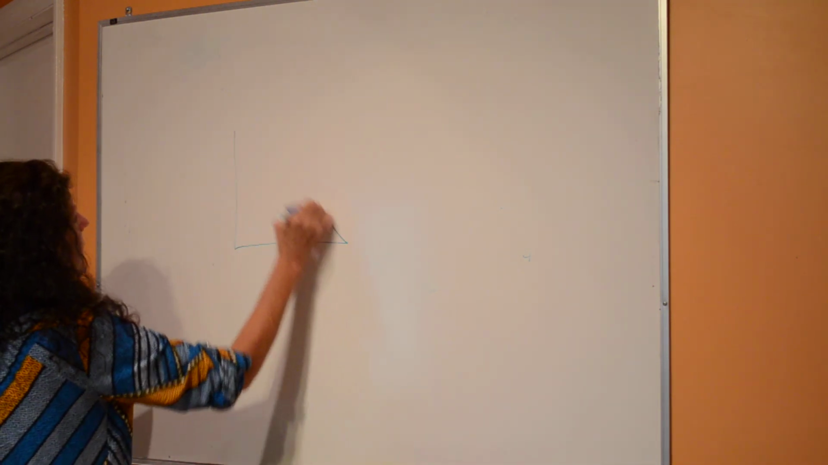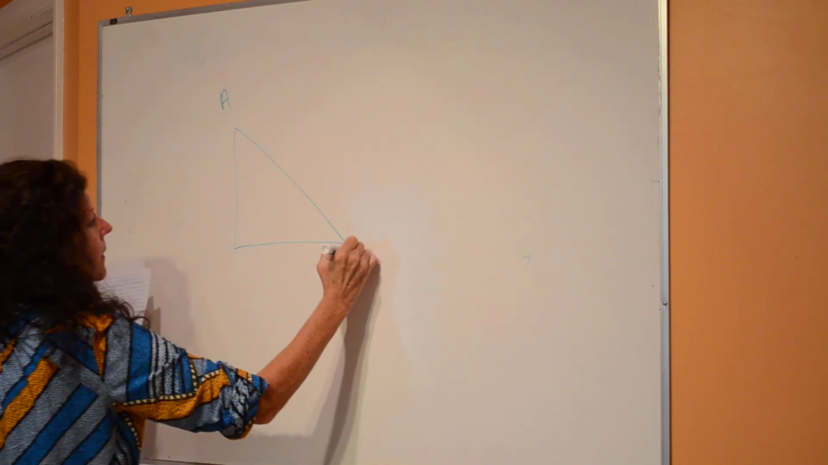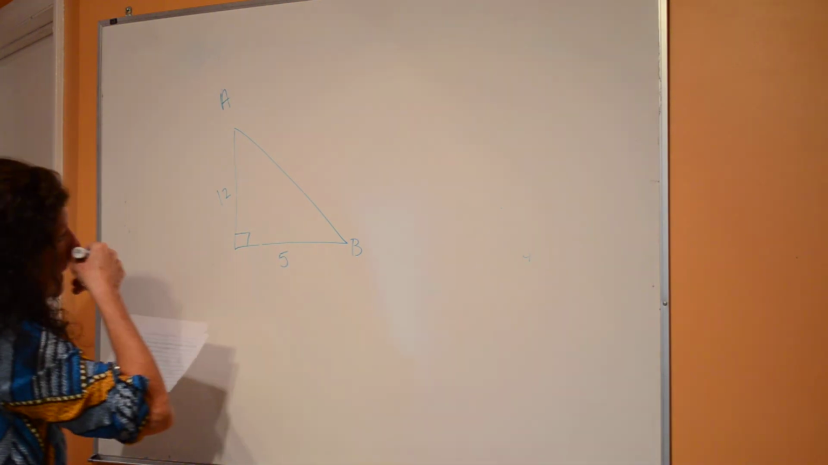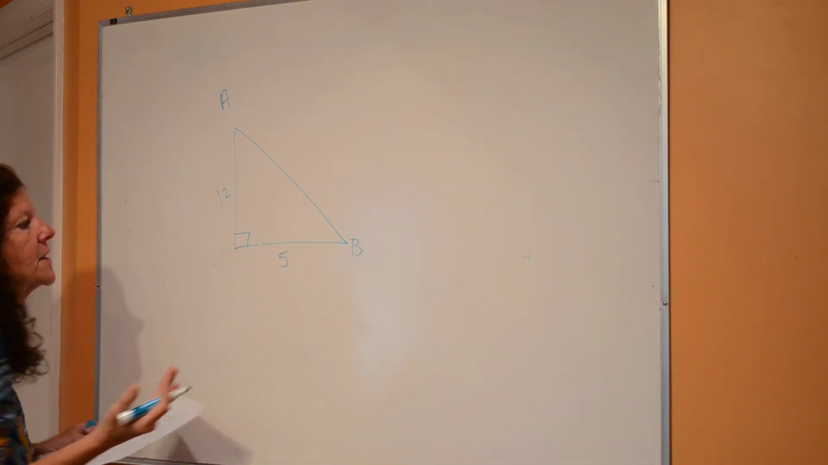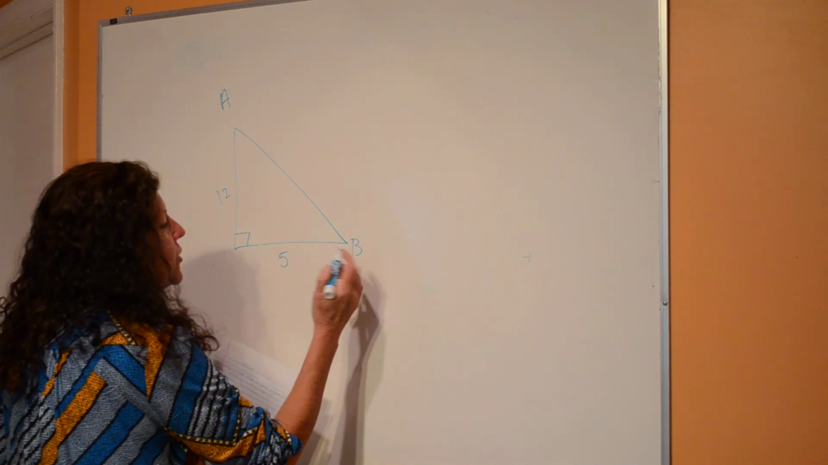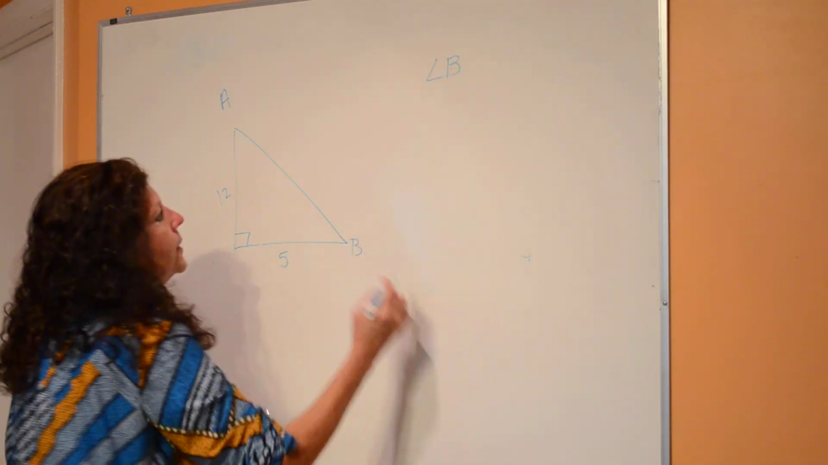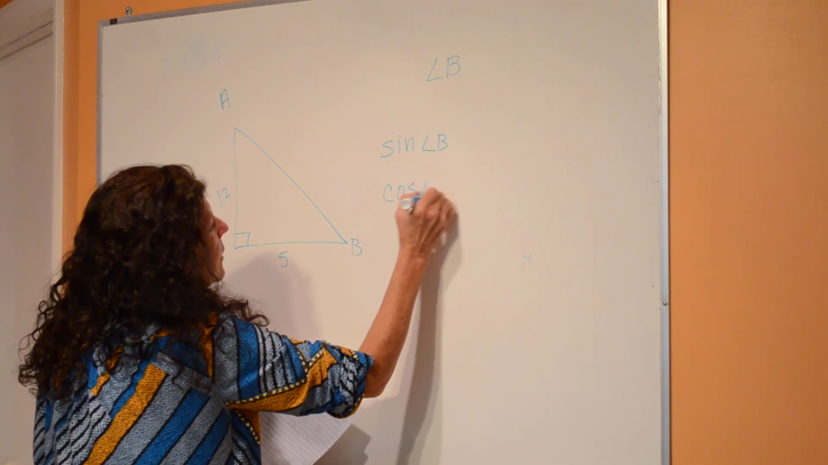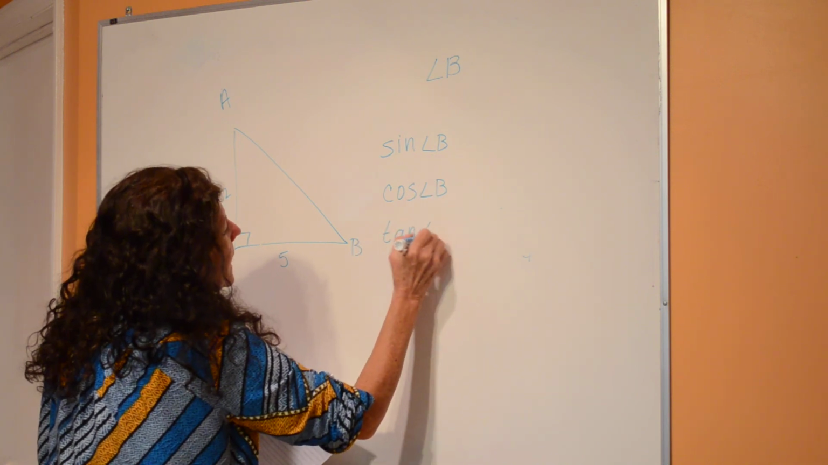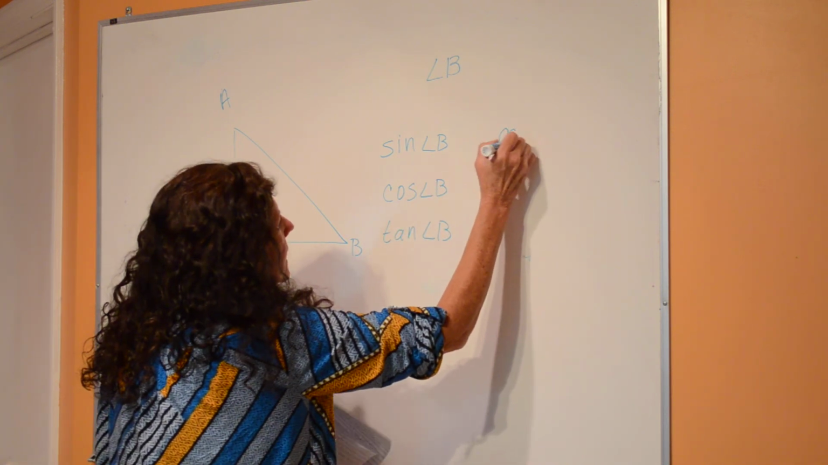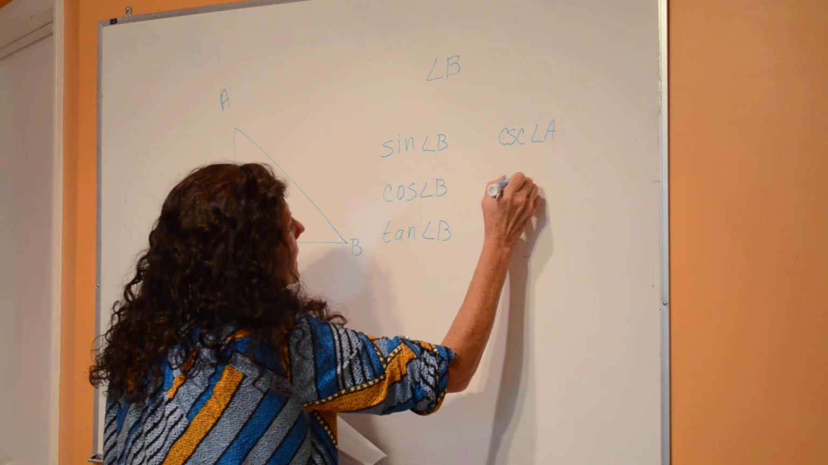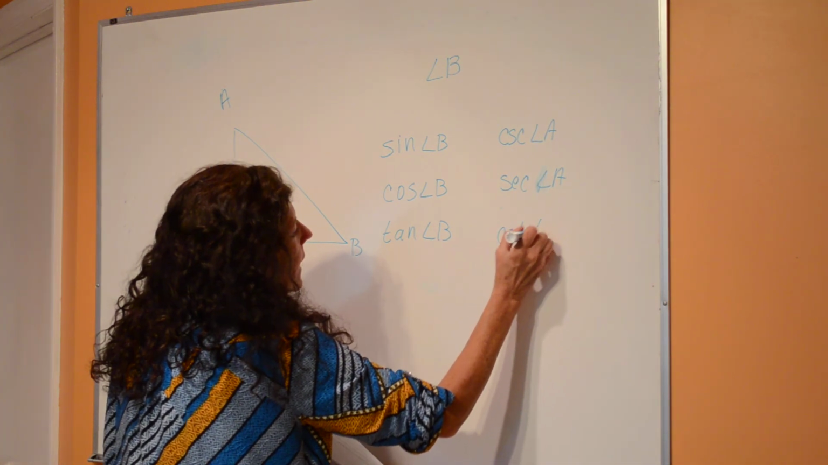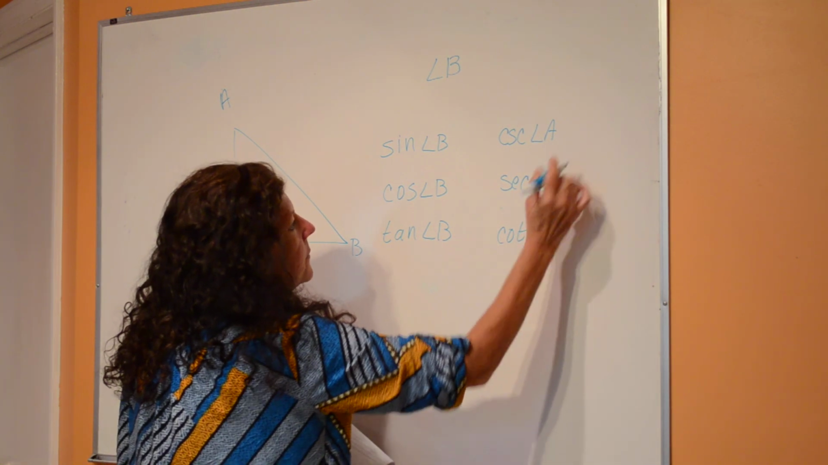Let's say I have this triangle. And I know that this is 12 and this is 5. And let's say I want to know the 6 trigonometric functions of angle B. Okay, so I want the sine of angle B, the cosine of angle B, the tangent of angle B, then the cosecant of angle B, the secant of angle B, and the cotangent of angle B. Oh, I switched it to A, didn't I?